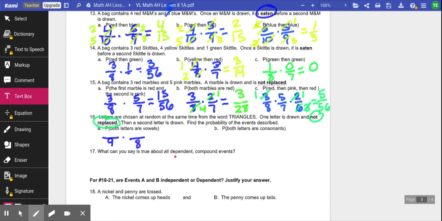Both letters are vowels, A-E-I-O-U. So there's 1, 2, 3 vowels. I took one out, I didn't replace it. So the next time there are 2 vowels. I reduce my fractions. 2 goes into 8 4 times. 3 goes into 9 3 times, so I get 1/12.